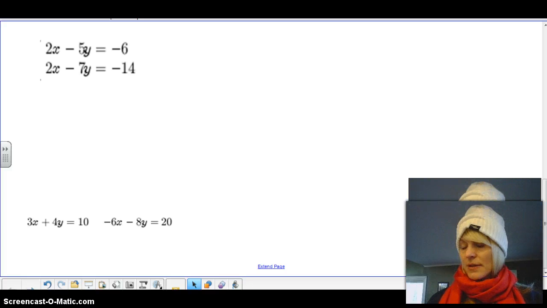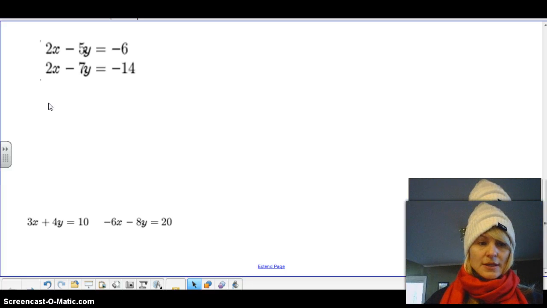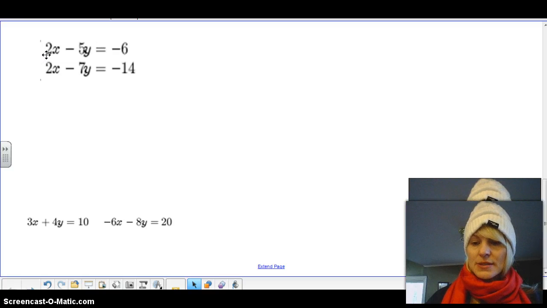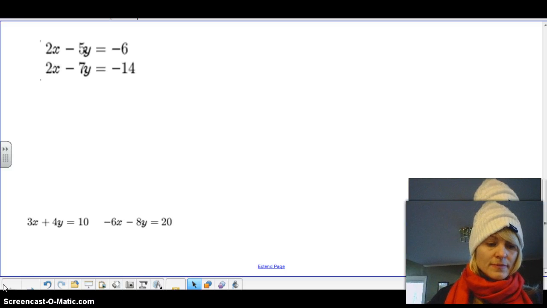Okay, so let's look at another example here. Let's look at this equation right here. Here, my x's and my y's are lined up. They're in standard form because x and y are on the left side. So I know this is going to be an elimination method problem.